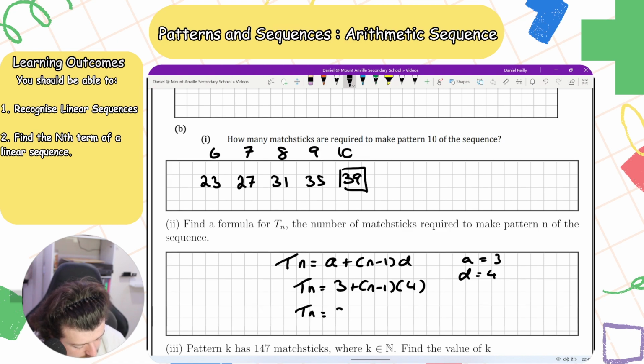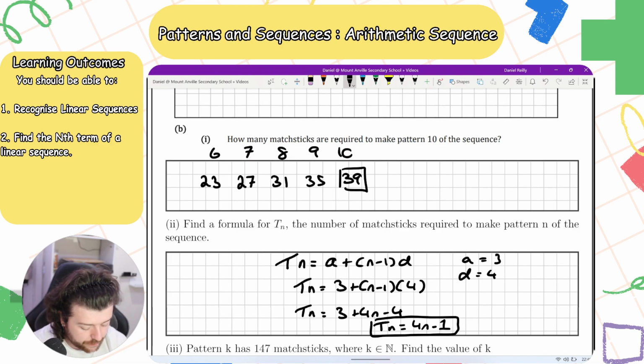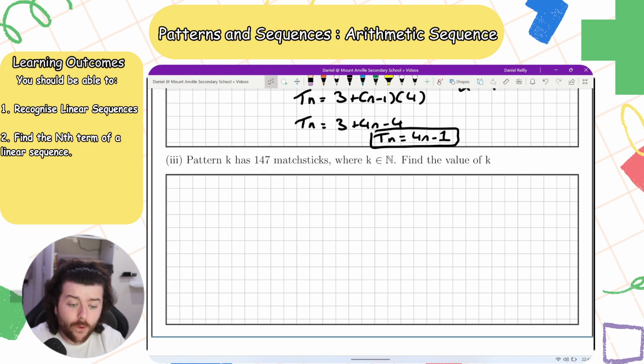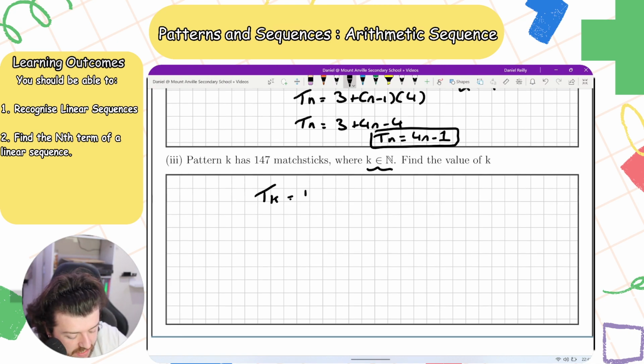Tn is equal to 3 plus 4n minus 4. Tn equals 4n minus 1. Right. Pattern K has 147 matchsticks, where K is an element of natural numbers, right? So find the value of K. So I know TK is equal to 147.